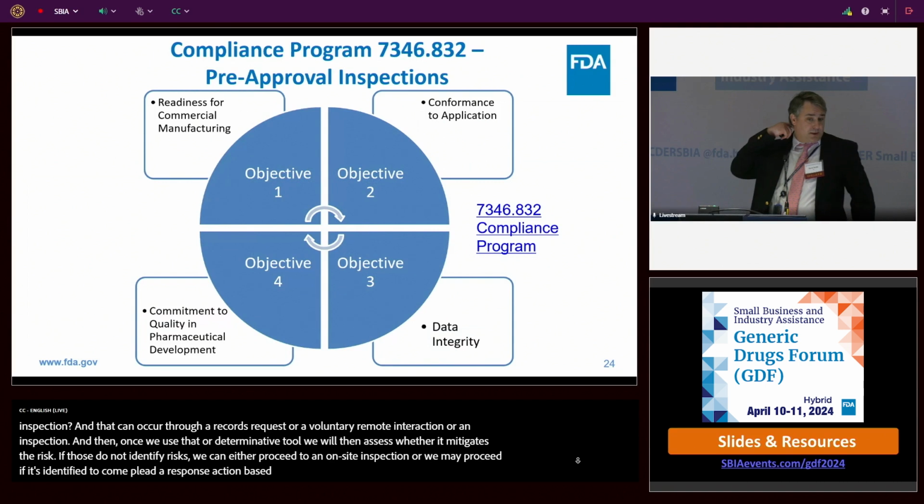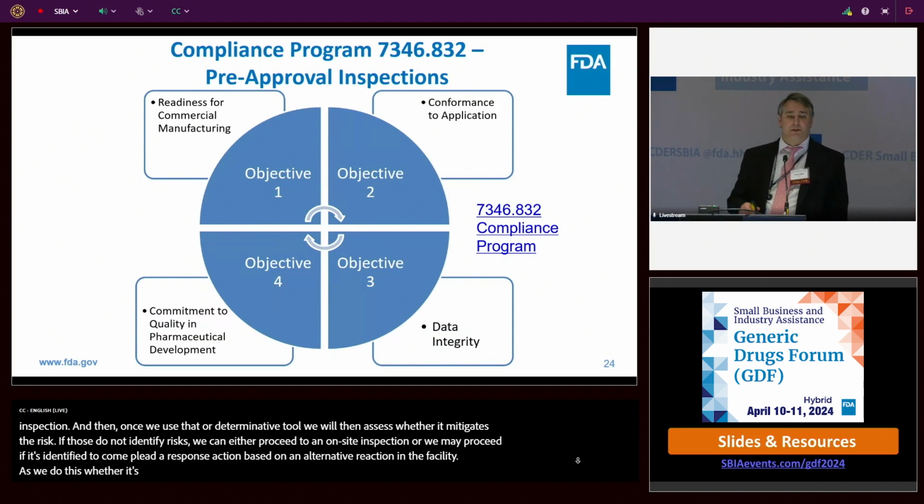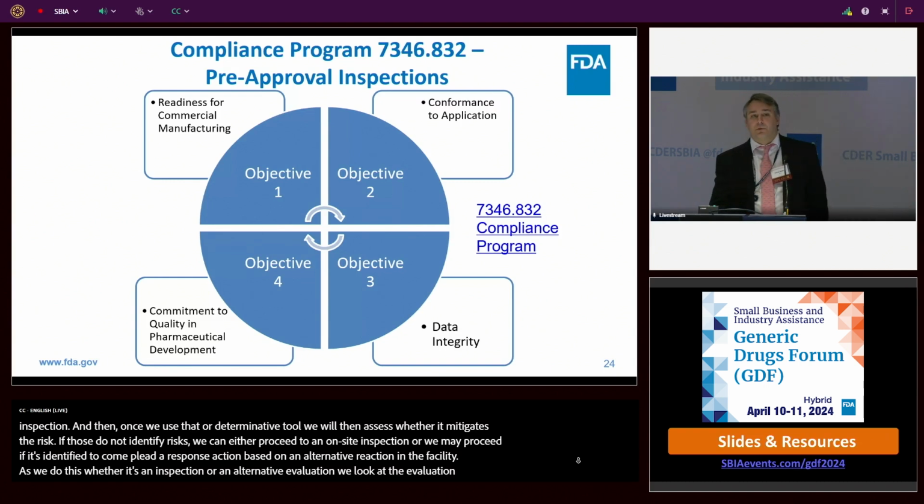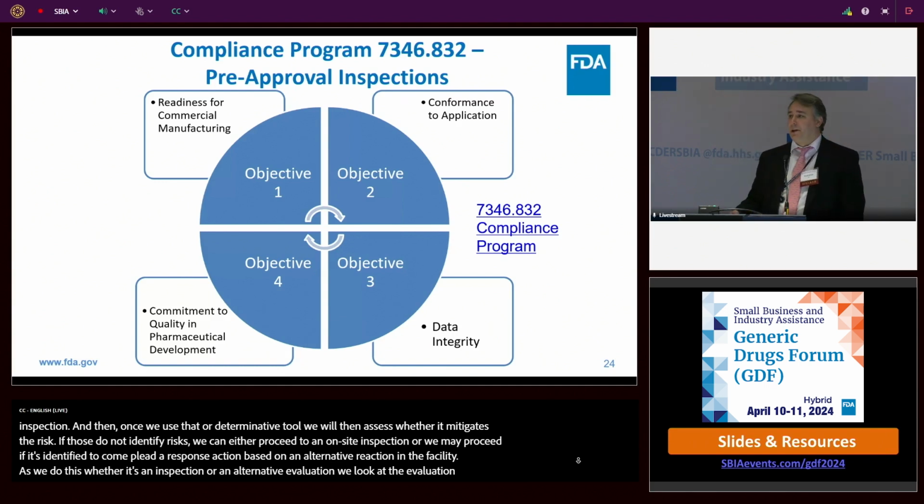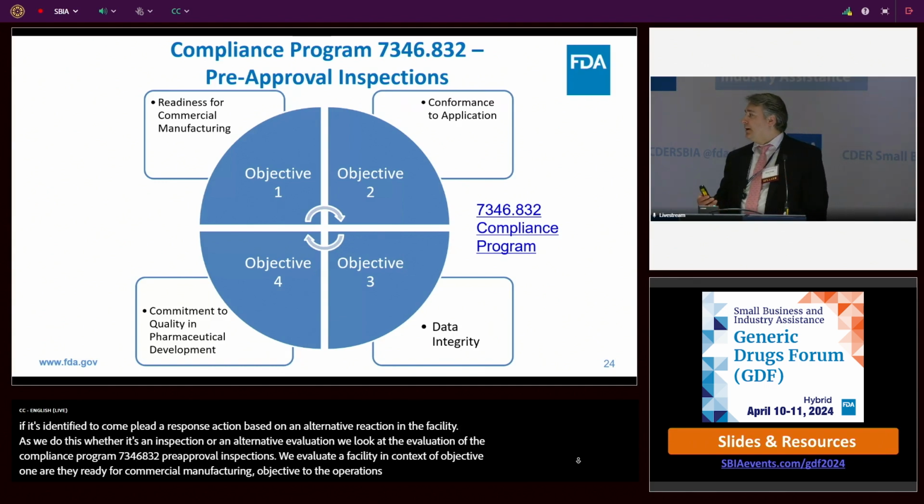So as we're doing this, whether it's an inspection or an alternative evaluation, we're looking at the evaluation in the context of compliance program 7346.832 for pre-approval inspections. So we're evaluating the facility in the context of Objective 1: are they ready for commercial manufacturing? Objective 2: are the operations at the facility consistent with what's in the application in terms of the manufacturing process, the formulation, the control strategy?